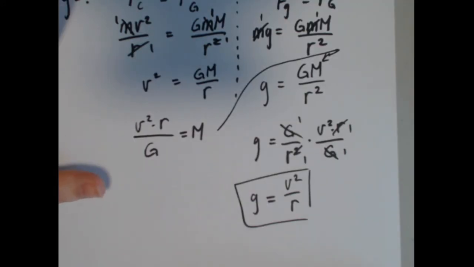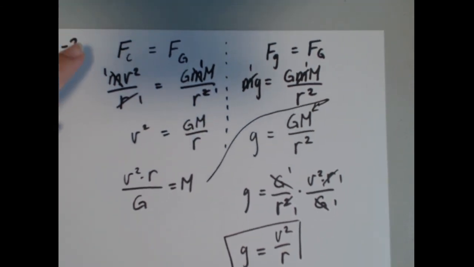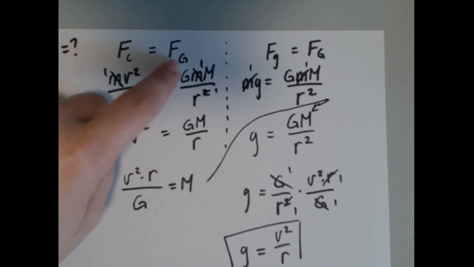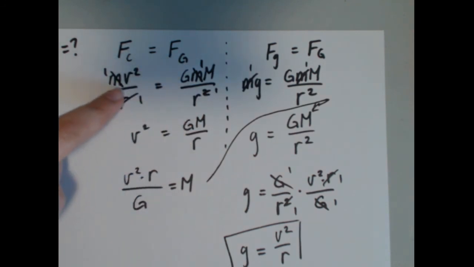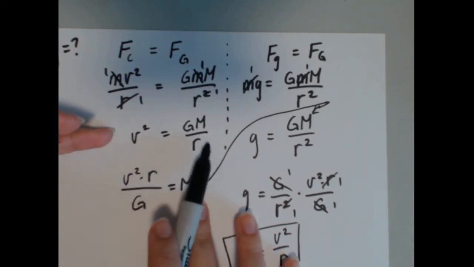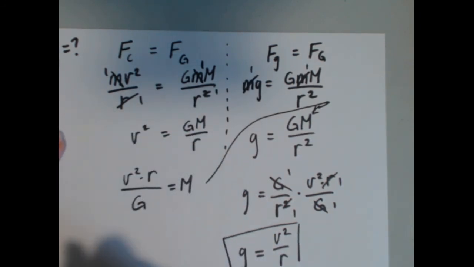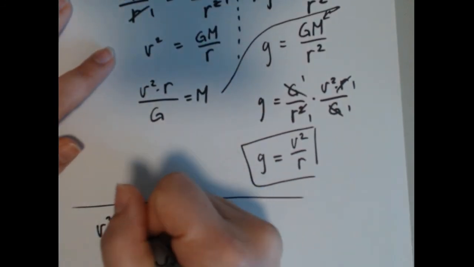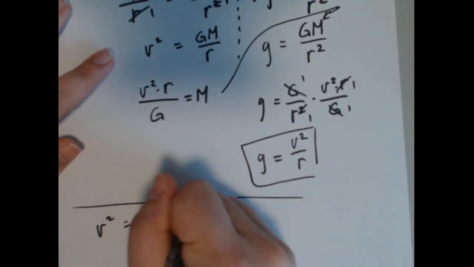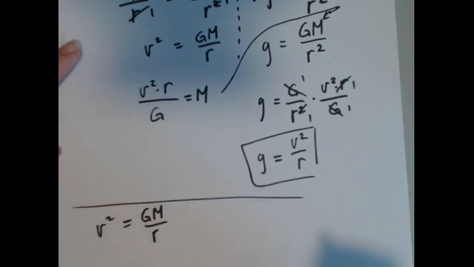If you had to answer this question from scratch on a test, you would of course start with this equality: Fc is equal to Fg. Do your equalities and work your way through. Now, since we already did it, just for the sake of time, I'm going to start from this expression right here. Okay, so I know that v squared is equal to GM over r. Okay, now in this case, r is the radius of the orbital motion.